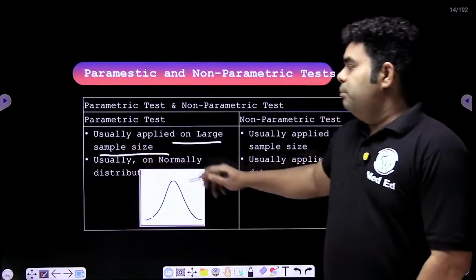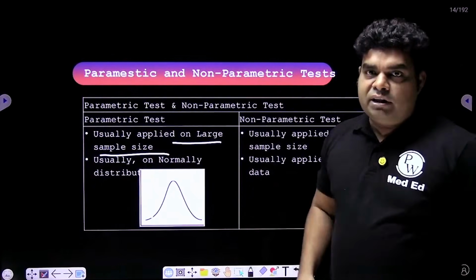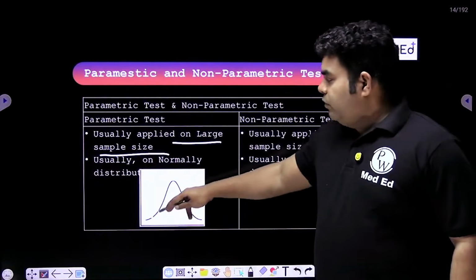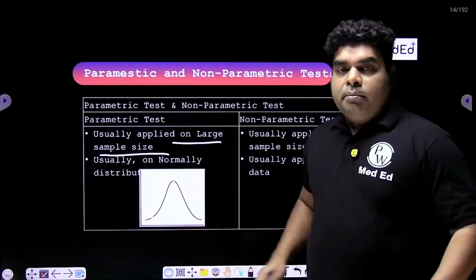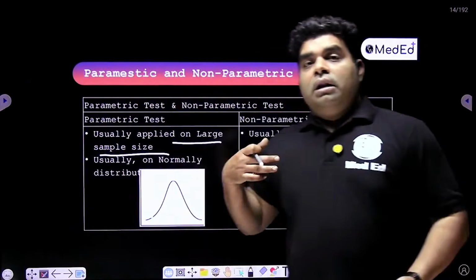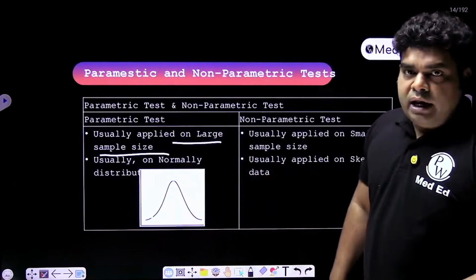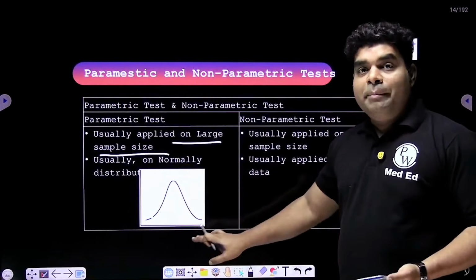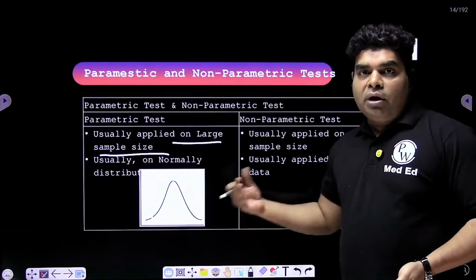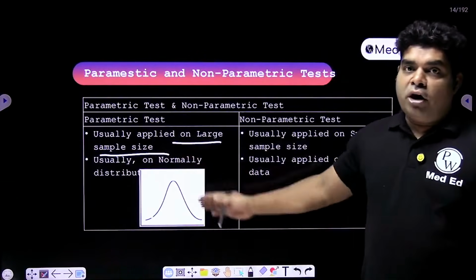If you are measuring the marks, height, or weight of 10,000 people, all of it will come in a normal distribution. Because when there are many people, some will have less, some will have high, but the majority will be in the center. This is known as the central limit theorem. Central limit theorem means if the sample size is large, the distribution is always normal.